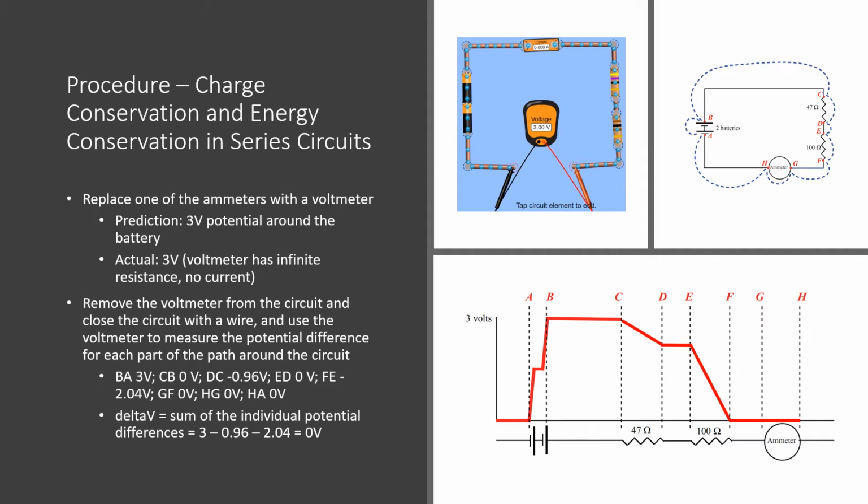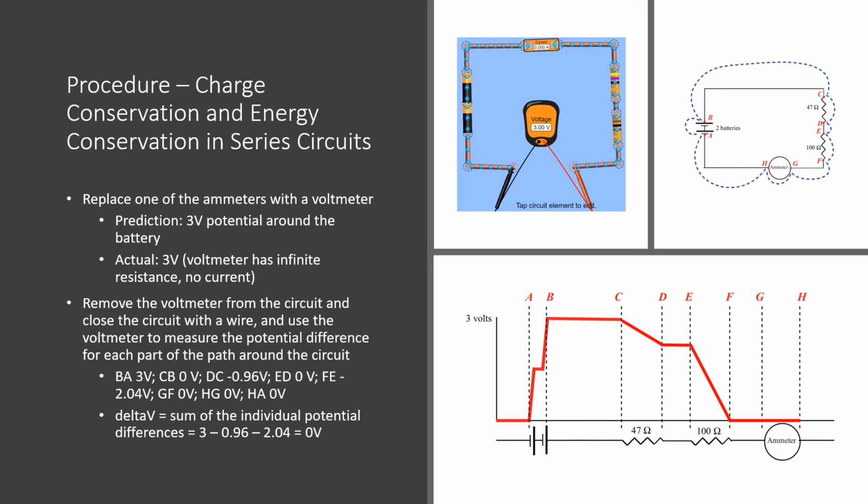And then we need to replace one of the ammeters with a voltmeter. We predict the potential difference around the battery is equal to 3 volts. And the actual measurement is also 3 volts. The voltmeter has infinite resistance, so there's no current in the circuit.